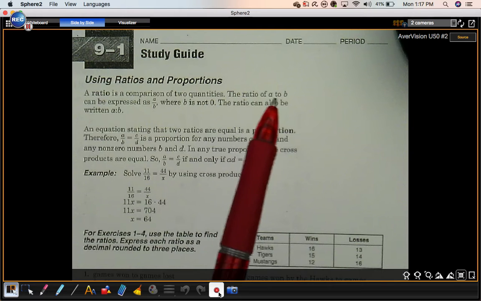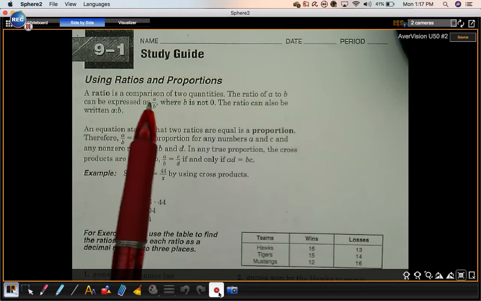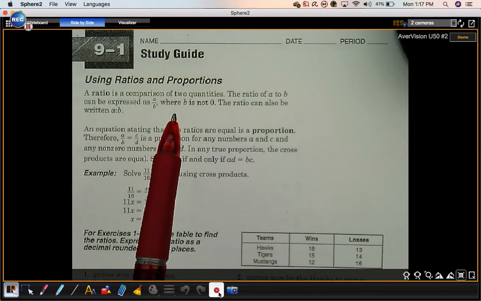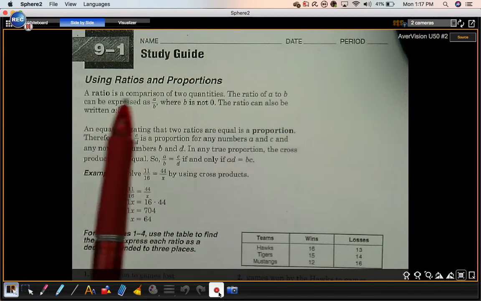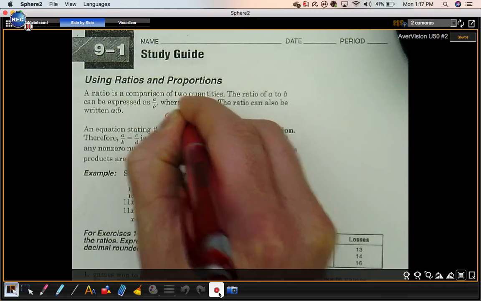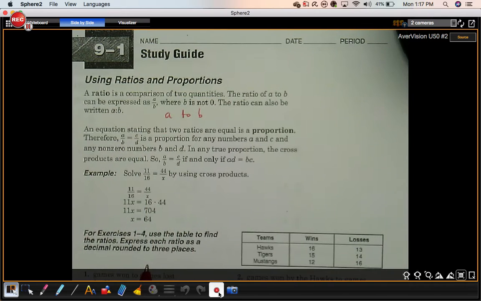The ratio of A to B can be expressed as this fraction, A divided by B, or A over B, where B is not 0. The ratio can also be written this way, A colon B. And you can write it like this also, A to B.